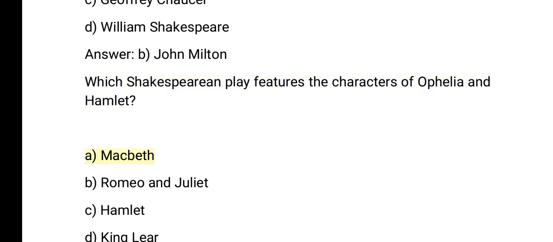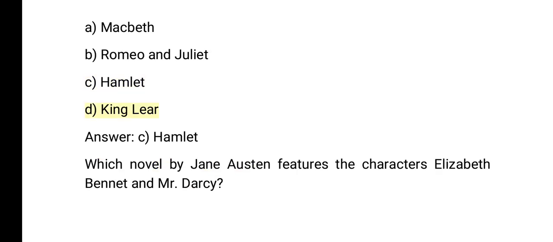A. Macbeth. B. Romeo and Juliet. C. Hamlet. D. King Lear. Answer: C. Hamlet. Which novel by Jane Austen features the characters Elizabeth Bennet and Mr.